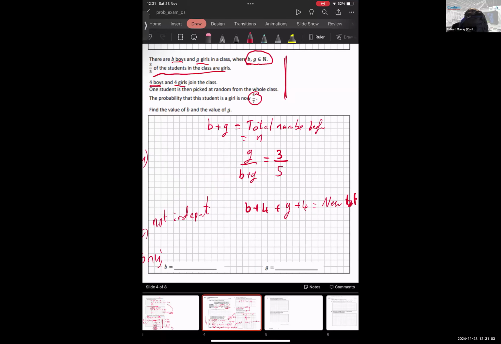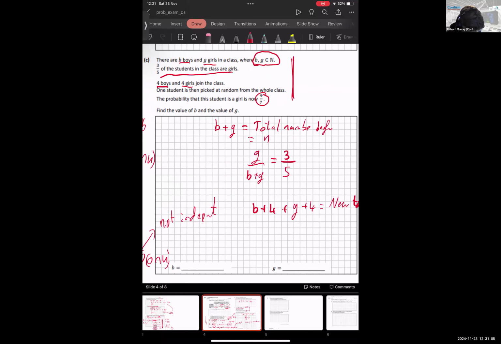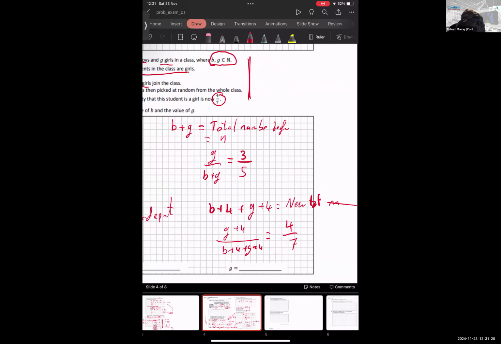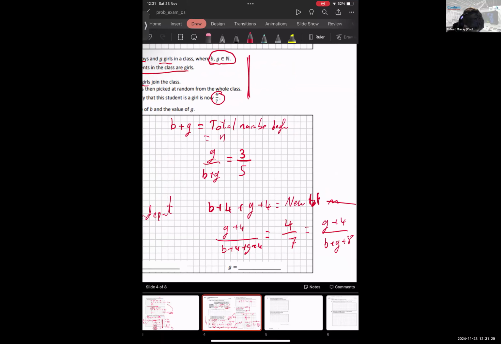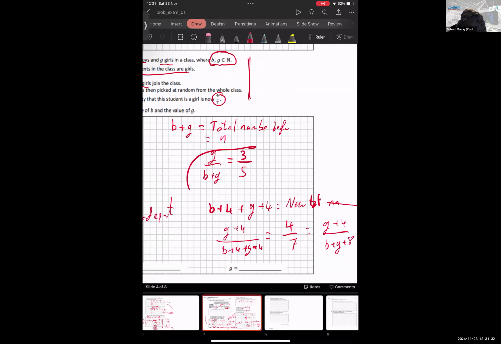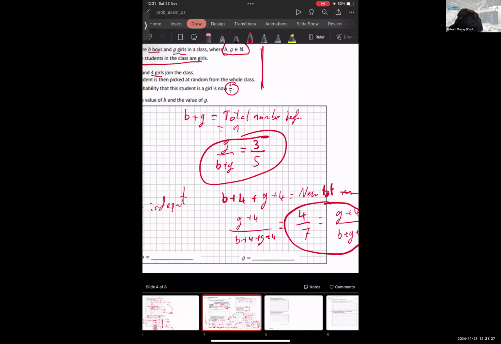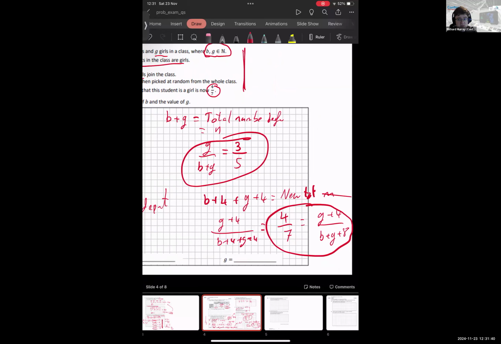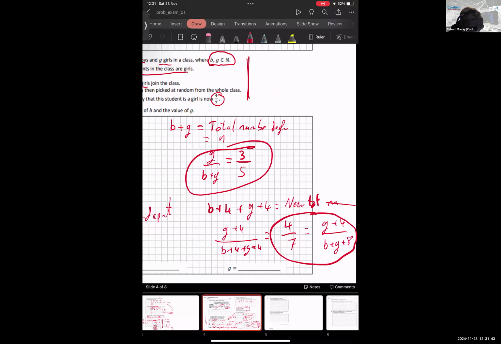Let's say M, and then we see that the new fraction of girls is 4 over 7. So this is (G plus 4) over (B plus 4 plus G plus 4) is equal to 4 over 7. We can simplify this to (G plus 4) over (B plus G plus 8) is equal to 4 over 7. And then you can see from here that we have 2 linear equations in B and G with 2 unknowns, which means we can just apply simultaneous equations after we simplify these out to get our values out.